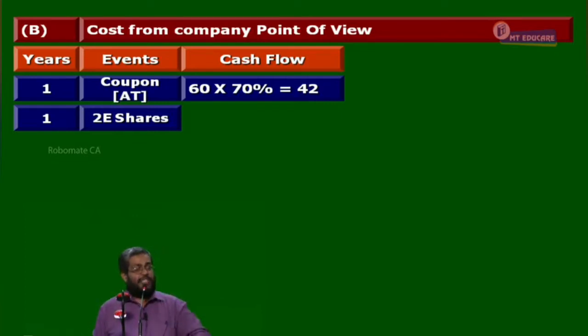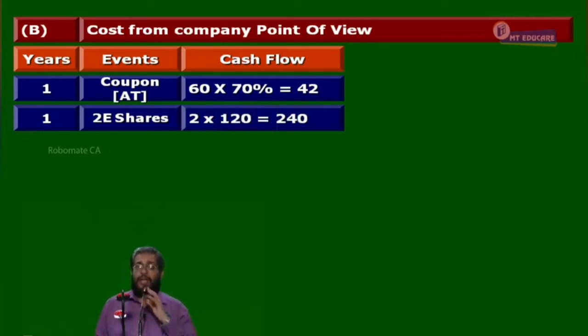In that case, the cost of capital for the company is almost equal to the IRR of the investor, that's all. It need not be exactly equal because of these issues. Everybody, are you following? Now, tell me, for two shares, the company is going to get an inflow of 150 or 120? 120. 2 into 120 gives you 240.